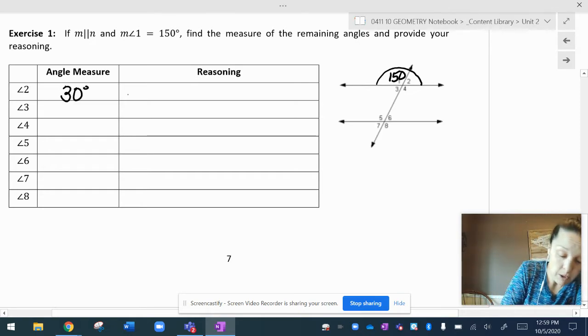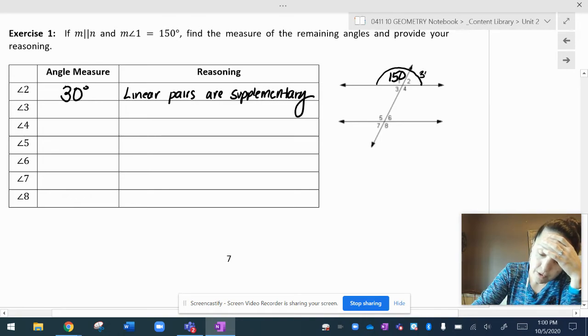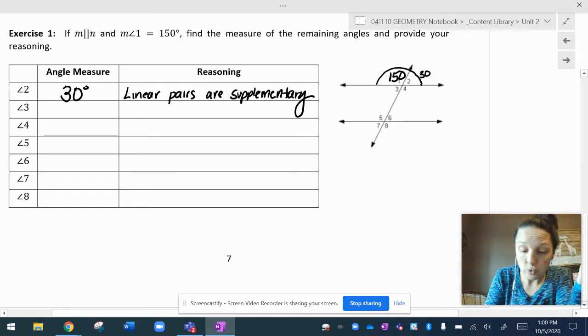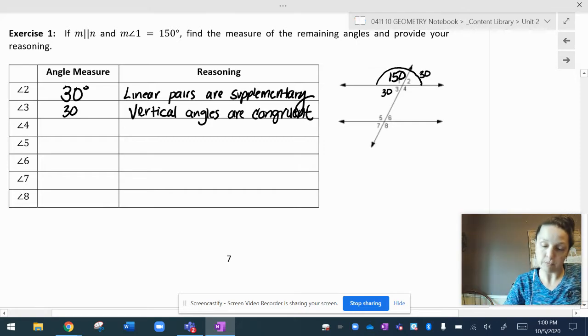Now, what would my reasoning be? My reasoning would be linear pairs are supplementary. Okay, now angle 3. So I just found out that angle 2 was 30. What about angle 3? If 2 is 30, 3 is vertical from 2, so 3 would also have to be 30 because vertical angles are congruent. And again, congruent means they have the same measure. They are the same in every way.